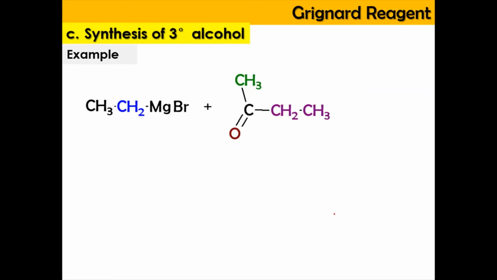This is the specific example if we change our R to become ethyl. Okay, and here we are using a ketone, not an aldehyde, because it is attached with 2 alkyl groups.